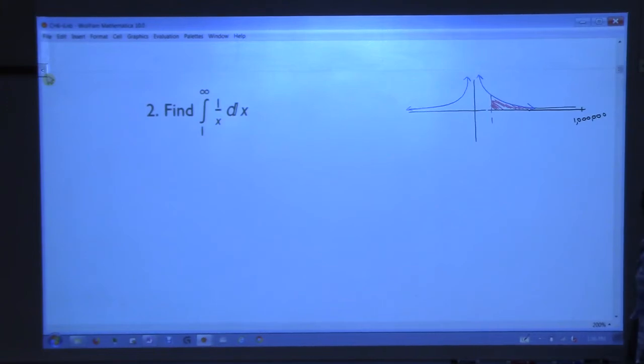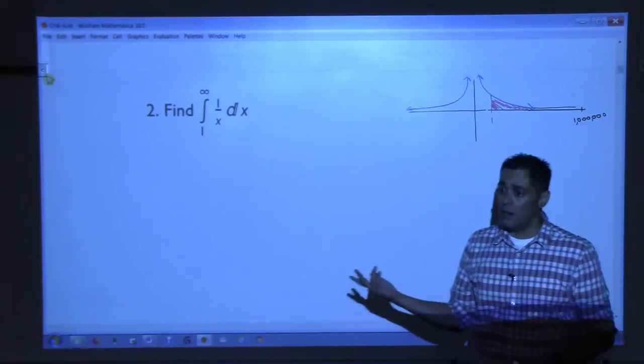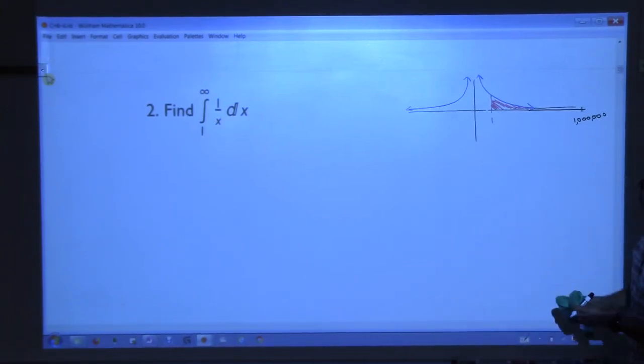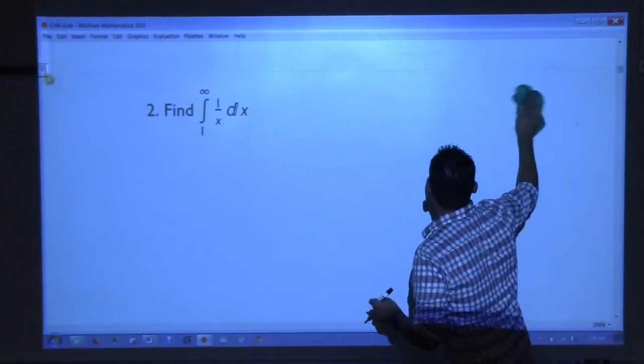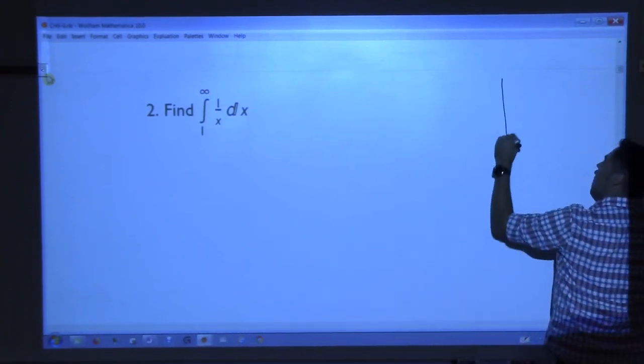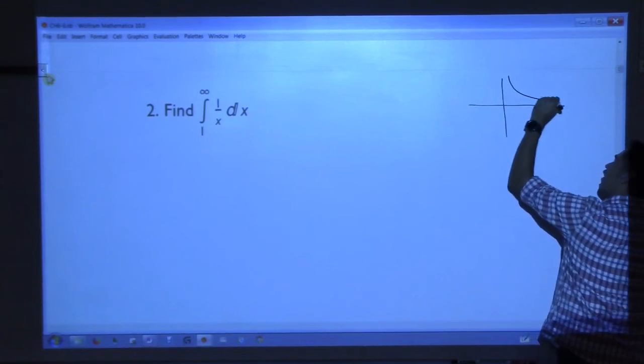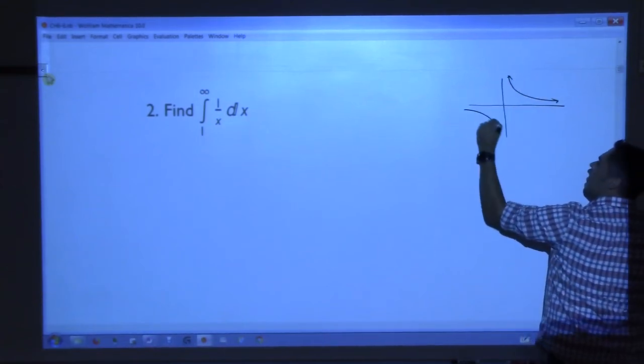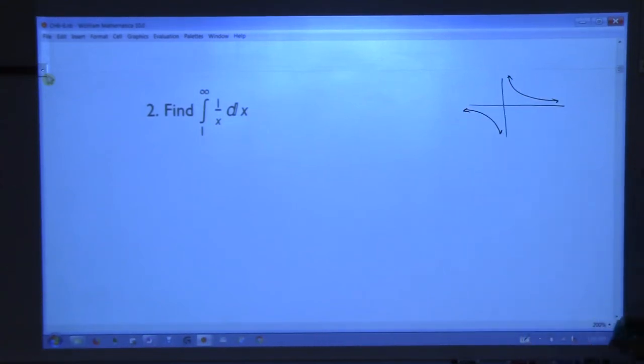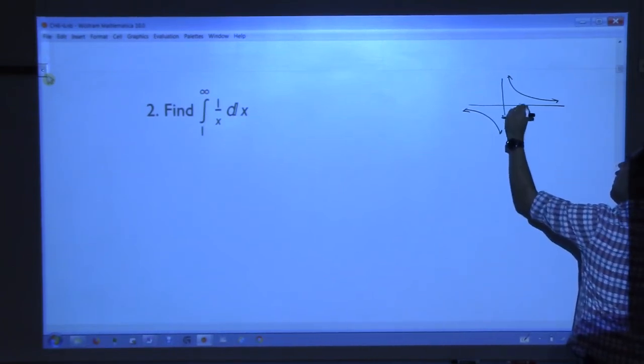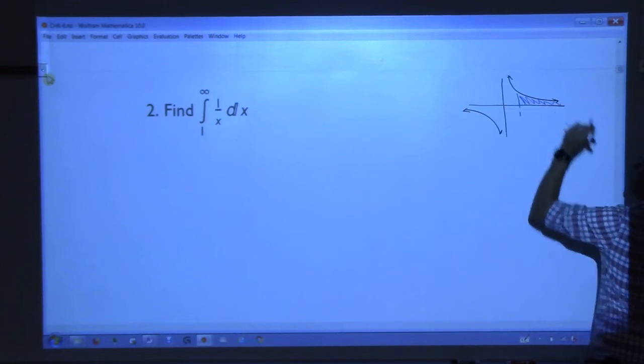So if we look at the function 1 over x instead of 1 over x squared, that still kind of looks like this. It's not exactly the same though. This side still looks like this, but the other side is negative, so it looks like that. But that's not really relevant to us here, because we're only looking from 1 to infinity again, right? So we're looking for this area in here.